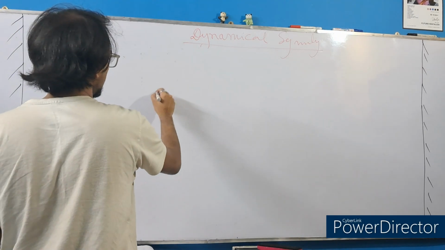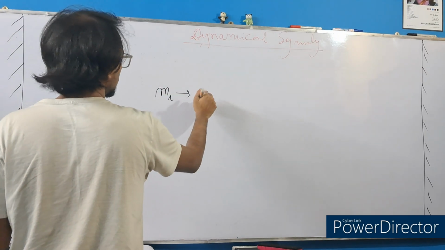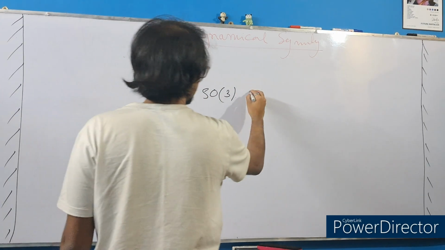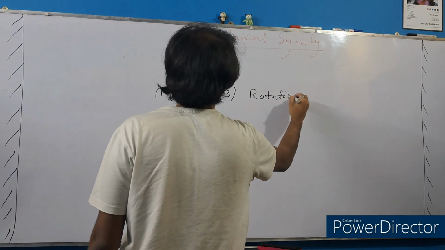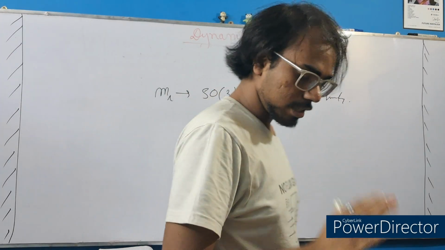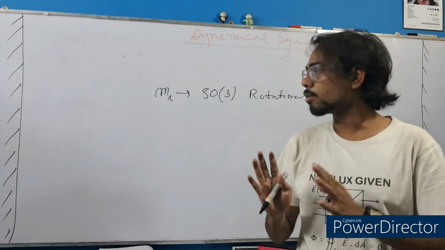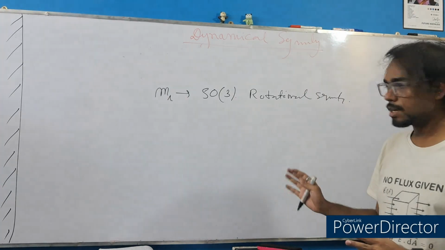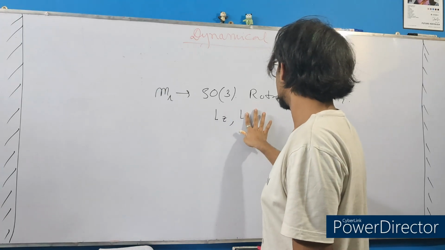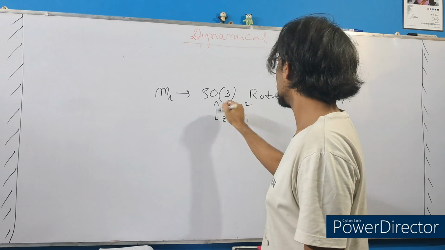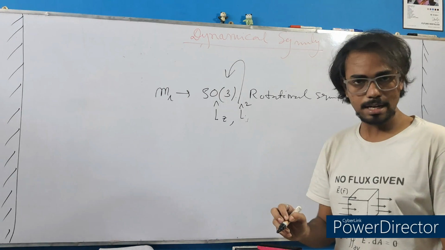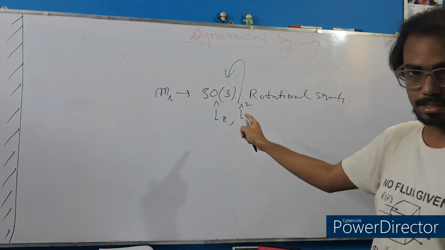So I'm writing here again that ML is the quantum number associated with SO3, which is basically the rotational symmetry of the potential. The potential is central and Coulombic, so it has a rotational symmetry. Now, if we take Lz and L square, these are the operators that belong to SO3. In terms of the generators, they exist.